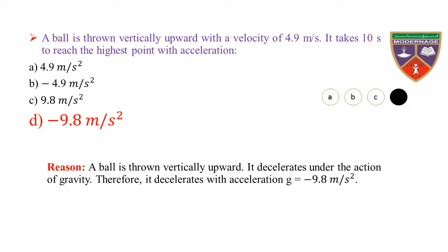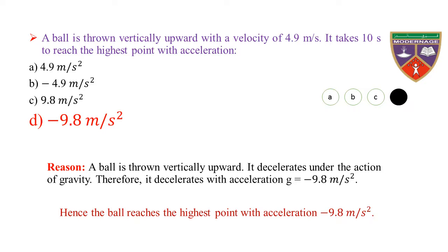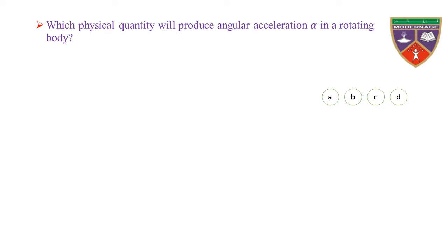Reason: a ball is thrown vertically upward. It decelerates under the action of gravity. Therefore, it decelerates with acceleration g equal to minus 9.8 meter per square second. Hence, the ball reaches the highest point with acceleration minus 9.8 meter per square second.